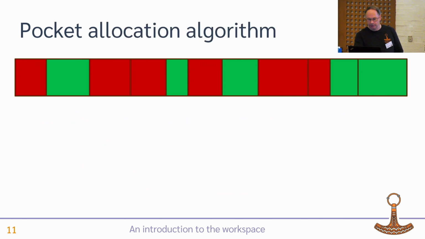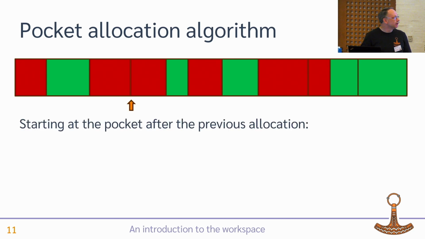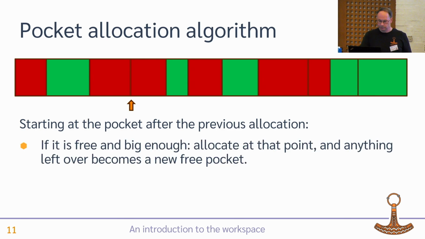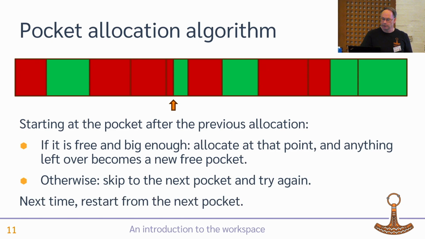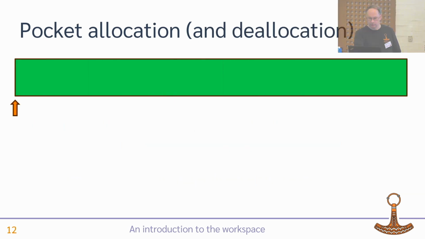So how do we allocate a pocket? If the interpreter needs a pocket, what do we do? Well, we just simply start from where we left off the last time, which is where that little arrow is. And we say to ourselves, are we pointing at a free pocket? And if we are, is it big enough? And in this case, well, we're not. So we advance to the next pocket. We can see there's a free pocket there. In this case, let's assume it's big enough. So we snaffle that space, and the bit that's left over becomes a new free pocket. And the next time round, we'll carry on from where the arrow's now got to. And this is quite straightforward and simple.